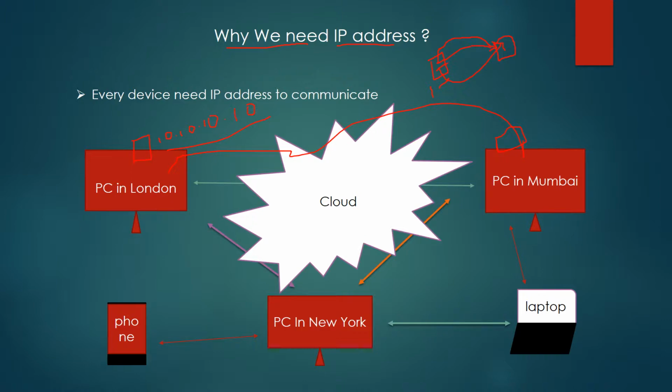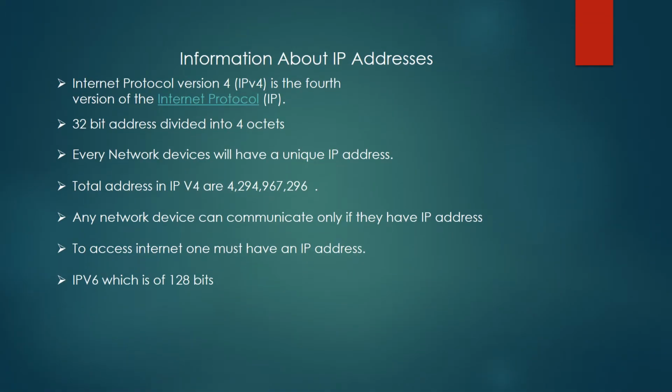Okay, let's move forward and discuss the information we have about IP address. These are a few very basic pieces of information about IP addresses. Internet Protocol version 4 is the fourth version of IP. Yes, we have IPv1, v2, v3 as well, but we don't use them because of their limitations and they are outdated.